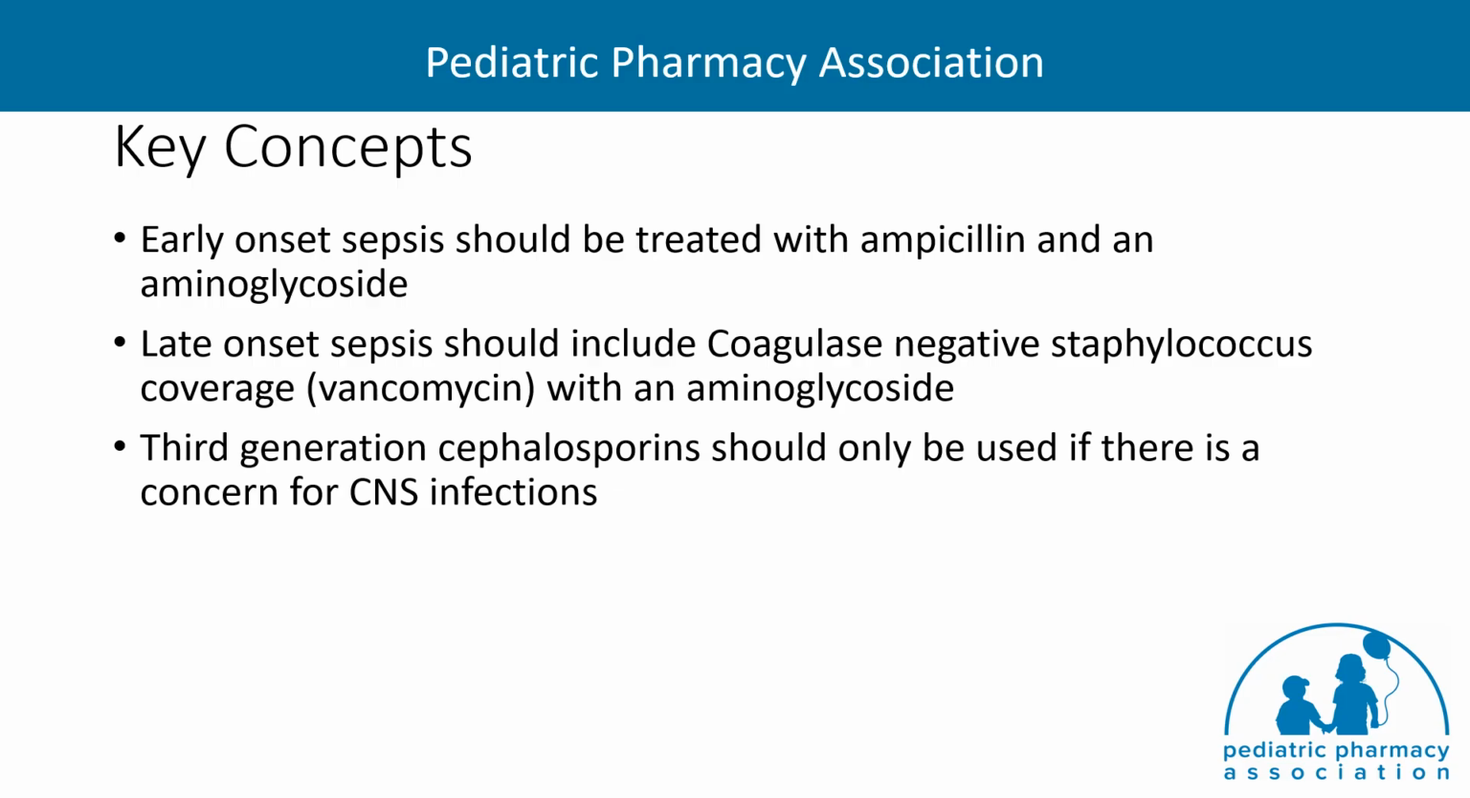A few key concepts that you should take home. Early onset sepsis should be treated with ampicillin and aminoglycosides, whereas late onset sepsis should be treated with vancomycin and aminoglycosides so that you get adequate coag-negative staph coverage. Some NICUs may be utilizing nafcillin instead of vancomycin for that coag-negative staph, but this is based off of their local antibiogram. And a third-generation cephalosporin should only be used if there's concern for CNS infections.